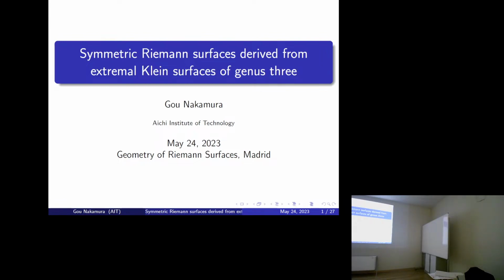Okay. So our next speaker in the morning is Gou Nakamura from Aichi Institute of Technology, and that's the title of his talk. So go ahead. Thank you, Gou.